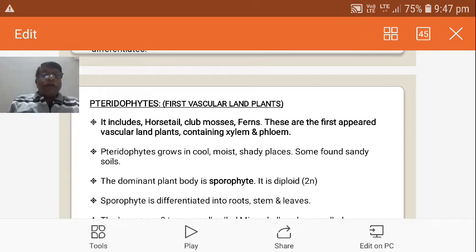The soil is moist. It is found at hill stations. That is such a condition. So hill station means Ooty, Kodaikanal, even our Western Ghats.